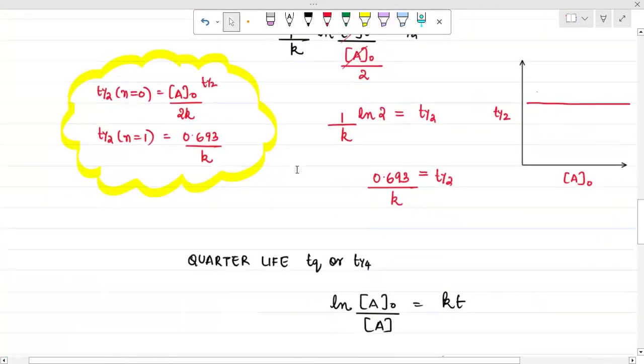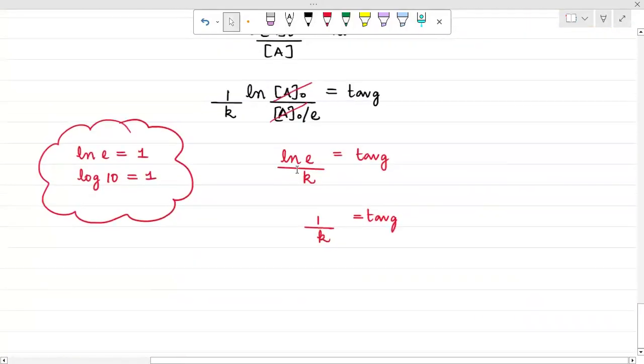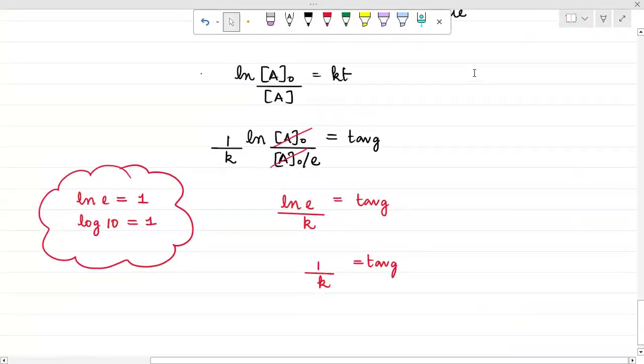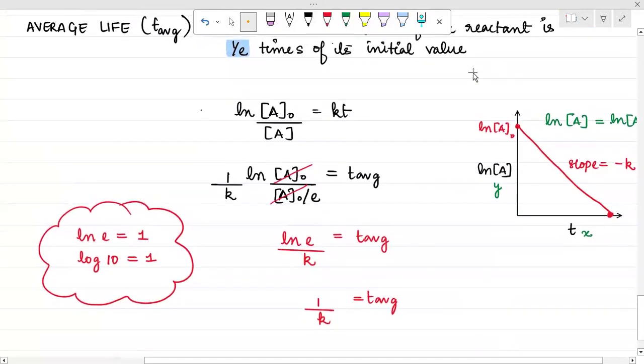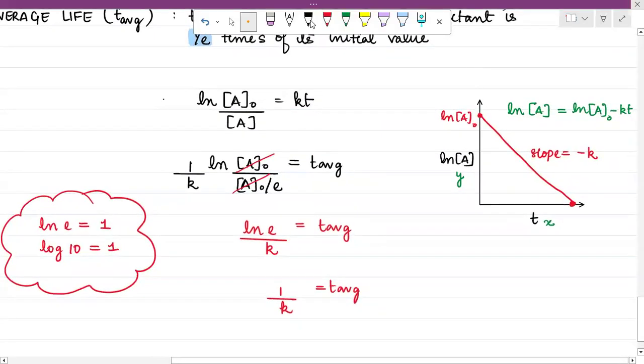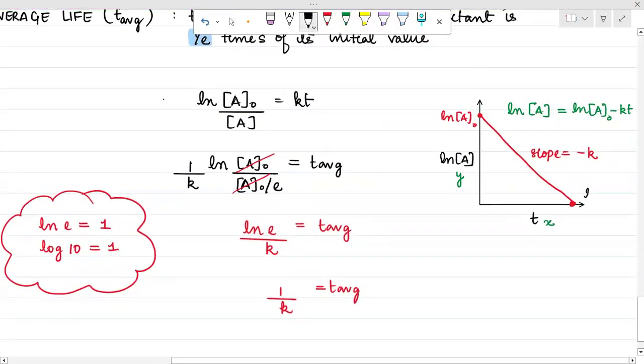Okay. This has not been asked, but they can ask. I said that when you draw just A versus T, it won't touch the x-axis. But if you plot ln A versus T, it will touch. Meaning, there can be a point where ln A is equal to 0. Correct? There can be a point where ln A is equal to 0.